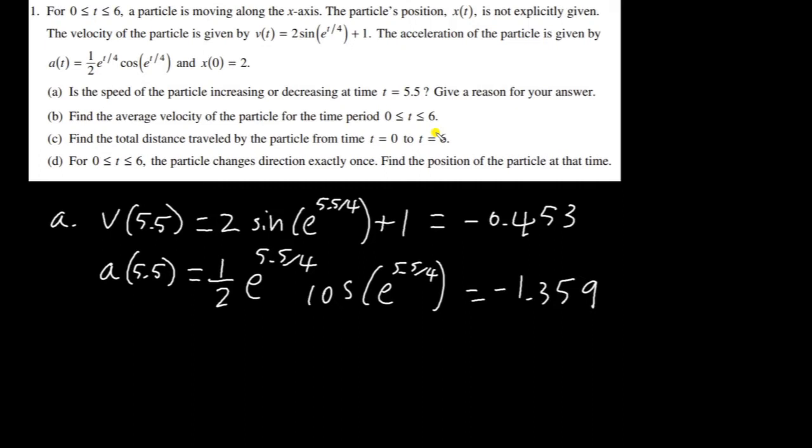So the answer to this question, you'd write this down on the actual test, is the speed of the particle is increasing at time t equals 5.5 because both the velocity and the acceleration have the same sign at t equals 5.5. Okay? This was a 2-point question. You got 2 points for the correct conclusion with a proper reason.